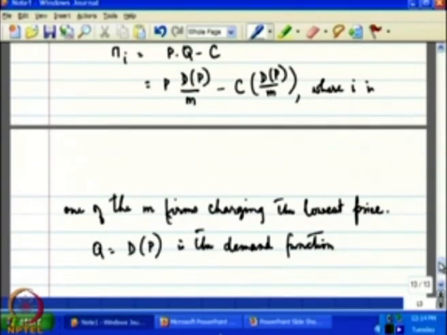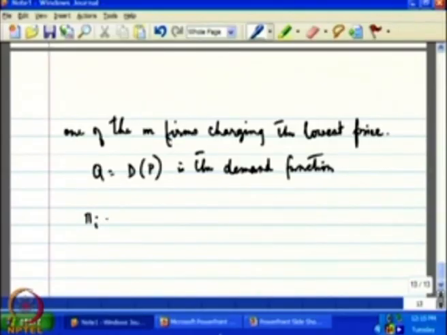minus the cost, and your cost of production depends on the quantity that you produce. How much quantity are you producing here? It is given by D(P) divided by M, the portion of the market you are catering to. So, that is why the total profit is P multiplied by Q minus C(Q), which is the same as P multiplied by D(P) divided by M minus C, which is a function of D(P) divided by M. This is true if I is one of the firms charging the lowest price.